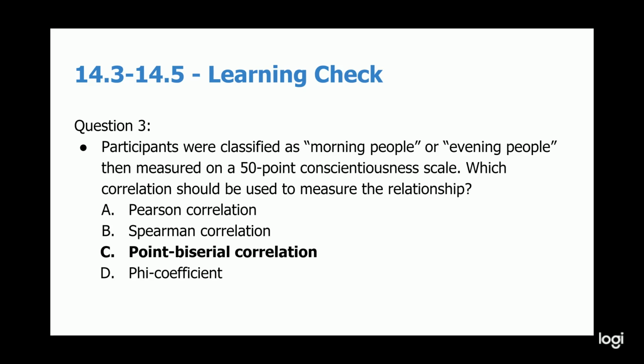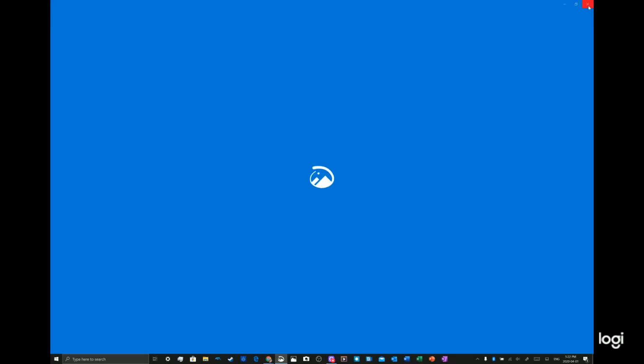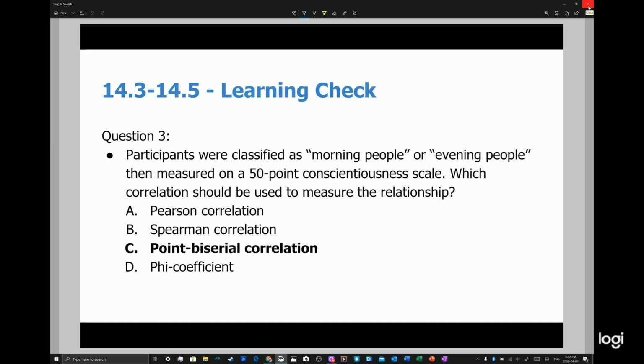There is morning or evening people, that would be nominal. It could be dichotomous. So because not both variables are dichotomous, we would go with our Point-Biserial, just like we would compare two samples, here being morning people and evening people. This is the correlation we would use to see if there's a relationship between whether a person is a morning person or an evening person, and how conscientious they are.